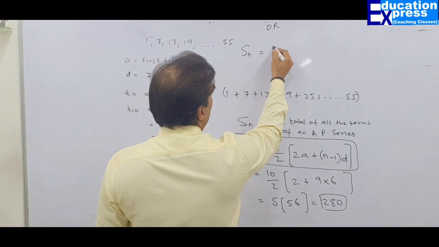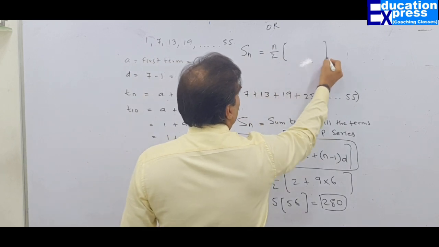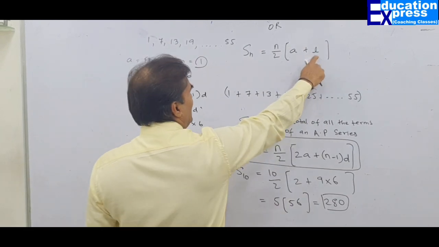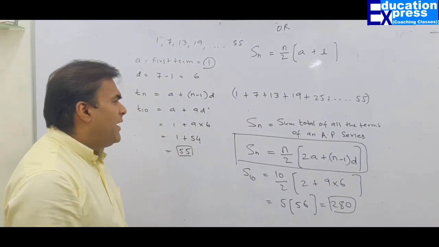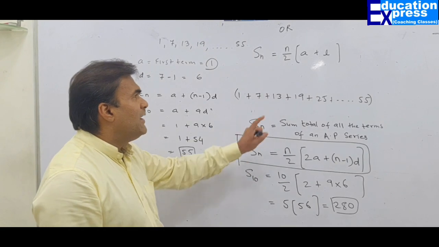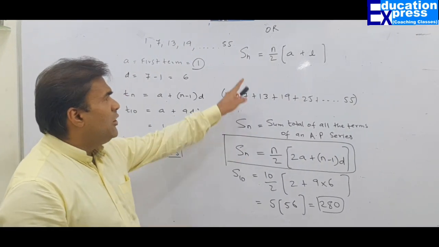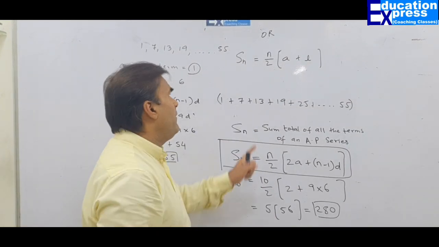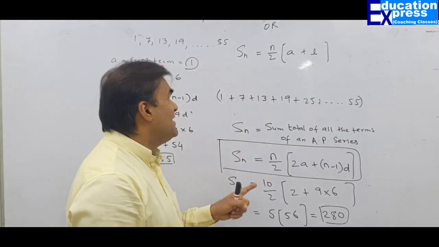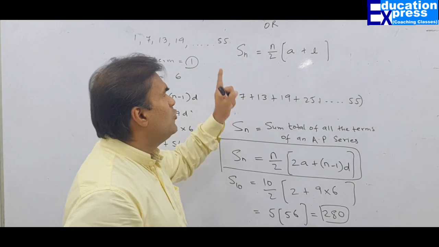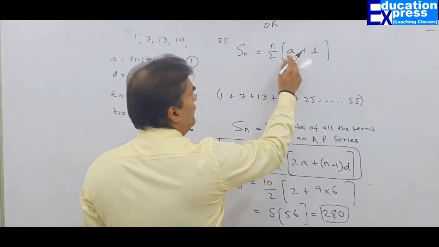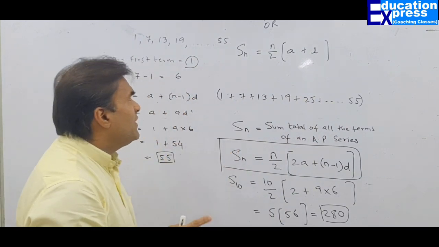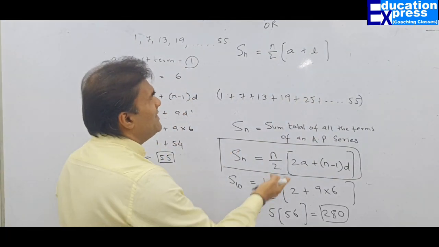Sn equals n upon 2, inside the bracket the first term and the last term, where l stands for the last term. Trust me, my dear friends, both the formulas are one and the same thing. I can tell you the logic behind this particular formula. The limitation of this formula is that it can be used only when the first and the last term are available with us. So in case the first and the last term are available, we can simply use this formula.